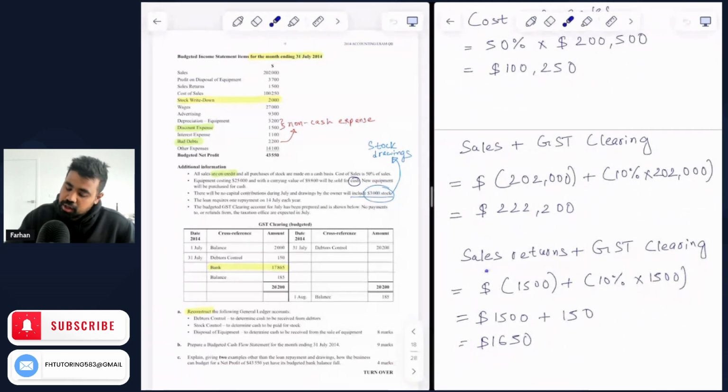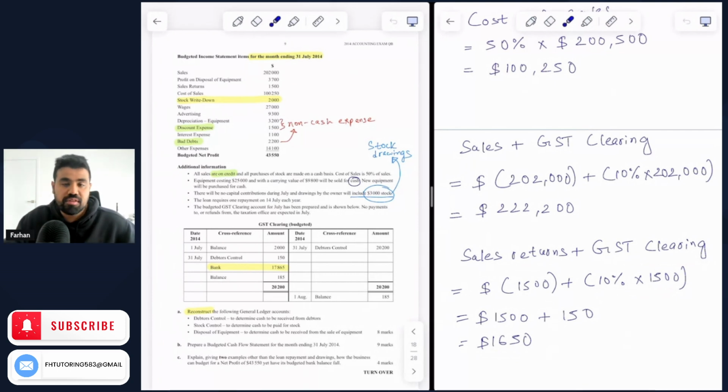And we also do the calculation for the sales returns part separately. So sales returns, including GST, would therefore be $1,500, which is the original amount for the sales returns, plus an additional 10% applied on $1,500, which makes it $1,650. The reason we have done these two calculations separately is because we're going to be using both of these within the reconstruction of the accounts receivable ledger account.